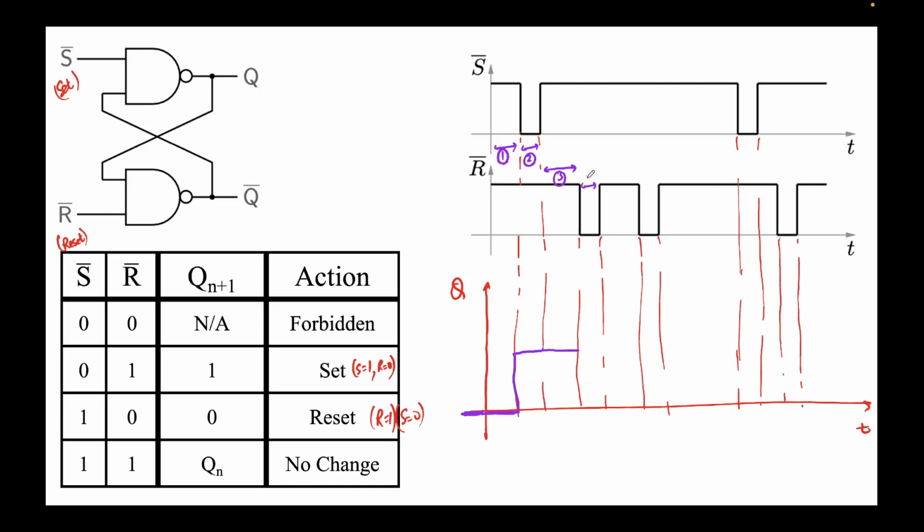Now this is the fourth period. In the fourth period, S bar is 1, R bar is 0. That's a reset condition. So Q should become 0. Q will become 0. This here is the fifth period.